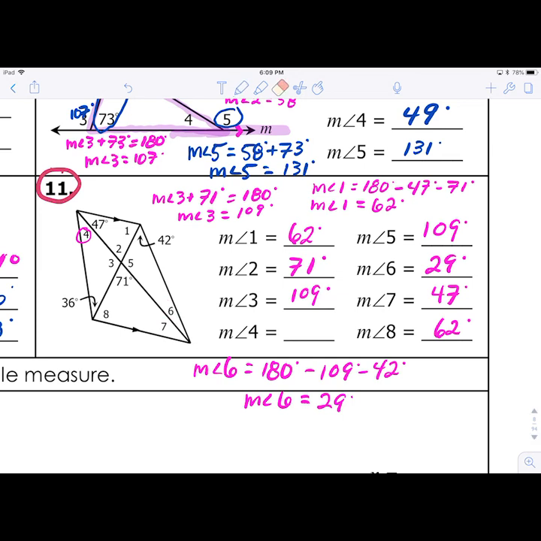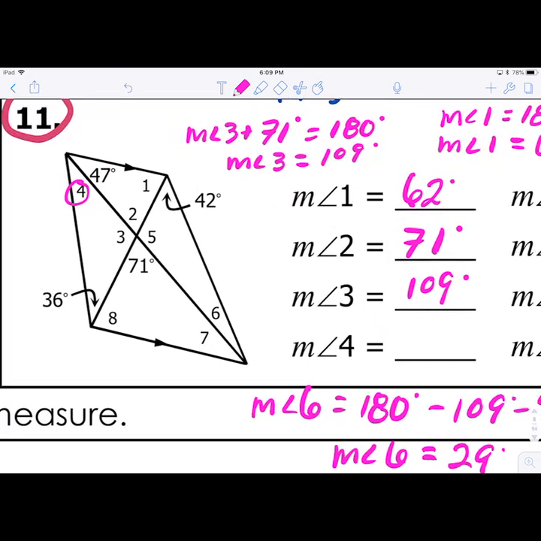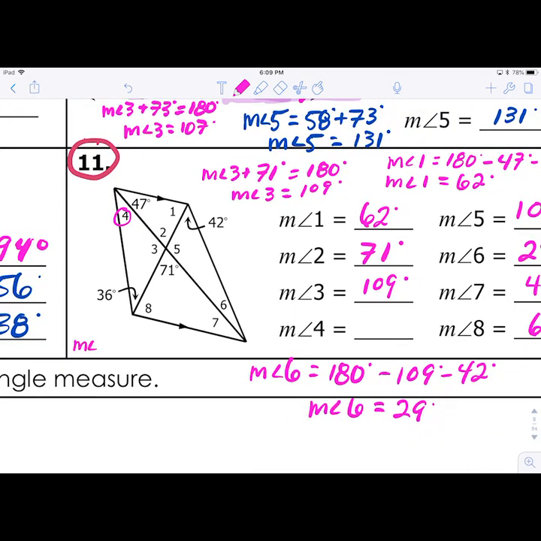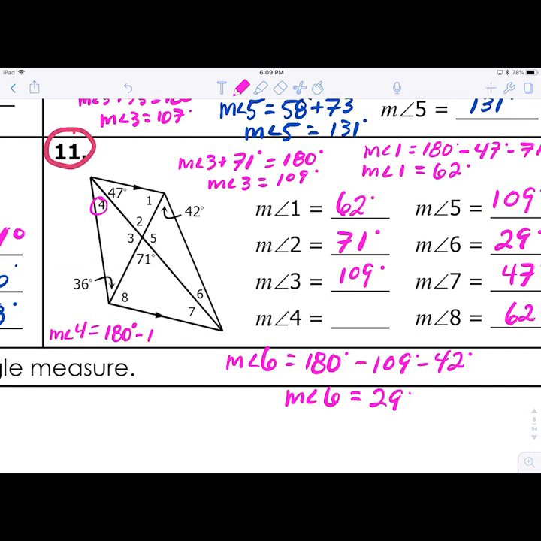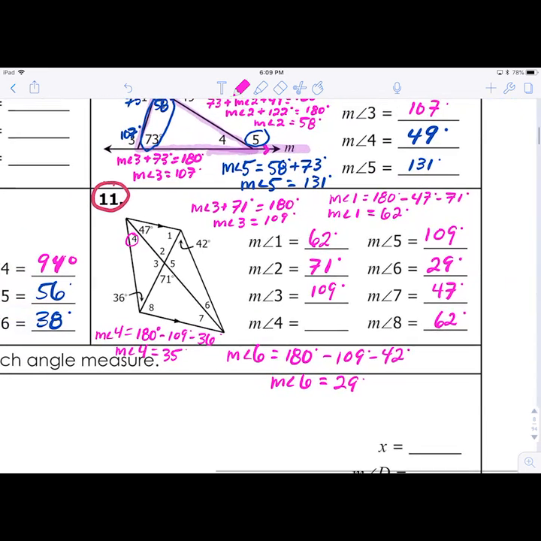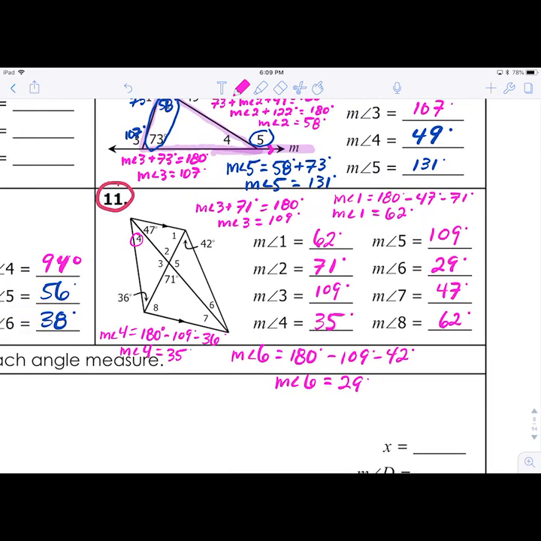So that's done. And then the measure of angle 4 is going to be 180 minus that 109, which is angle 3, minus the 36. That's 180 minus 109 minus 36. That is 35 degrees. All right. If you want to, you can go back and check; there are 4 triangles in here. You can add up all the angles, and you'll get 180 in each triangle if you did it correctly. If not, you'd have to try some other method.